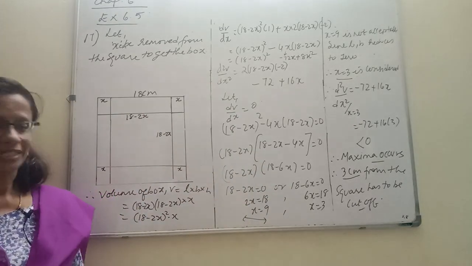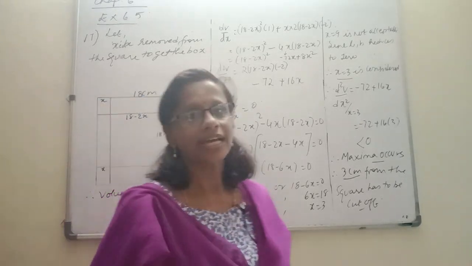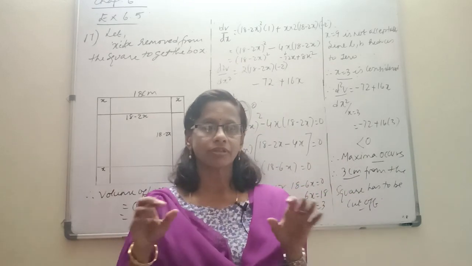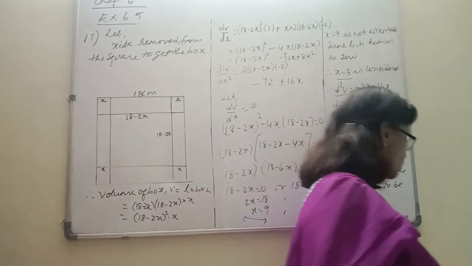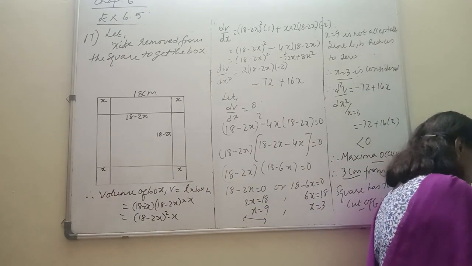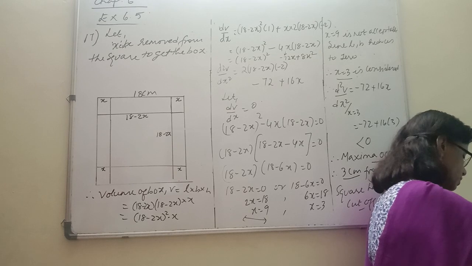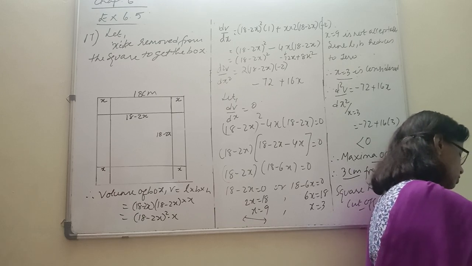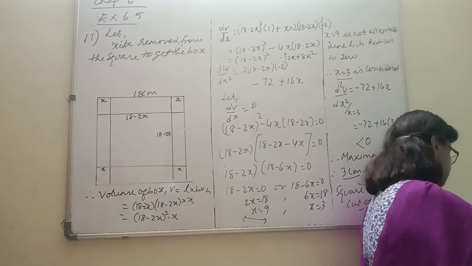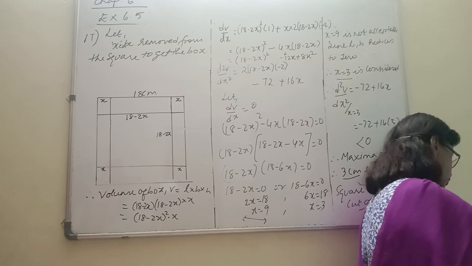I'll just go over it once again. We'll read the question and try to understand what the question is. There's a bit of demonstration that will go along with this. So first, let me read the question. The question says that a square piece of side 18 centimeter is to be made into a box without top by cutting a square from the corner and folding the flaps to form the box. What should be the side of the square to be cut off so that the volume of the box is maximum possible?